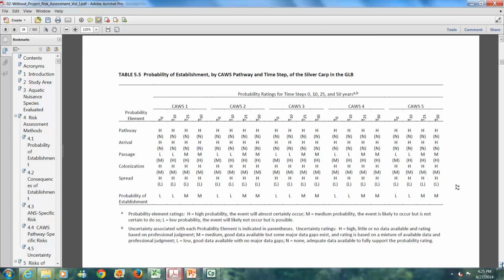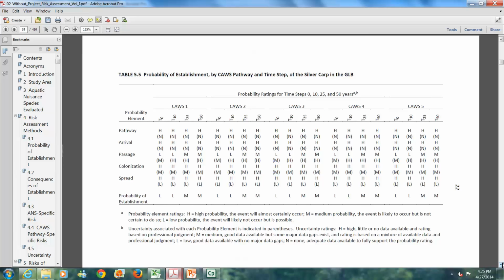This is the risk characterization, the risk assessment results for the silver carp, and this is bewildering. What we're looking at right now is just an assessment of the probability of establishment, only the probability of establishment. So if you look at the rows in the body of the table, they are the 5 elements that we were speaking about before. The columns, they are arranged first in terms of cause. That stands for Chicago Area Water System.